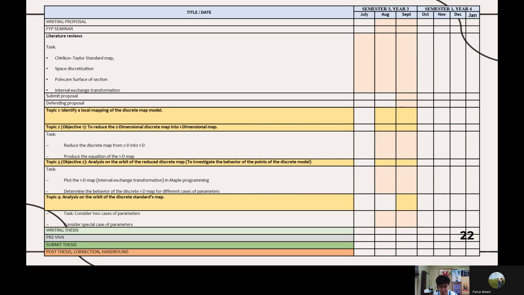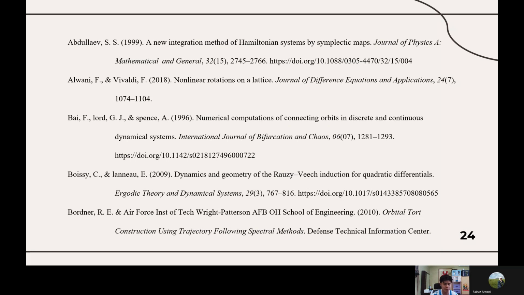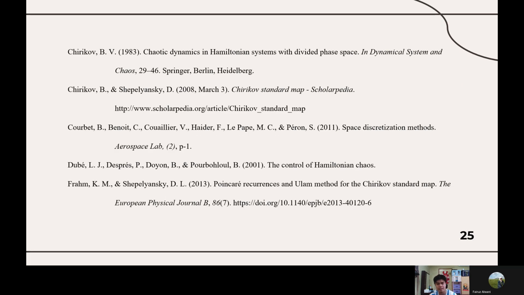This is our Gantt chart. Right now we have only done the proposal writing and the FYP seminar, and we have also done some literature review and submitted the proposal. The other tasks are for topic 1, topic 2, and topic 3. Topic 4 we have done in August and September. This is the reference that we use in our research. There are several.